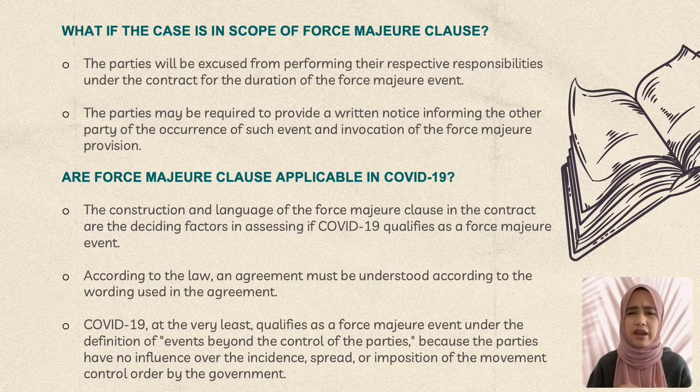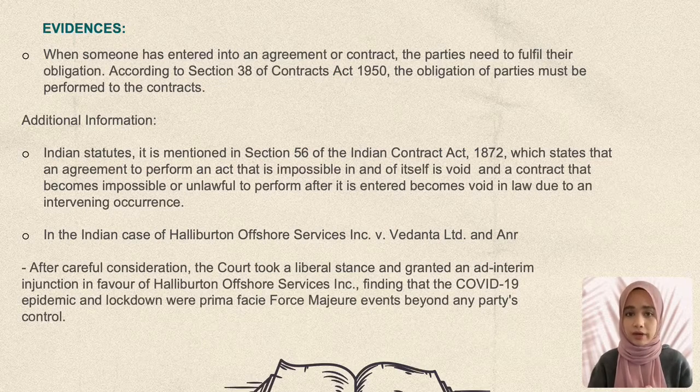COVID-19, at the very least, qualifies as a force majeure event under the definition of events beyond the control of the parties, because the parties have no influence over the incident, spread, or imposition of the movement control order by the government. This is the evidence that we found. When someone has entered into an agreement or contract, the parties need to fulfill their obligation. According to Section 38 of the Contract Act 1950, the obligation of parties must be performed according to the contracts.